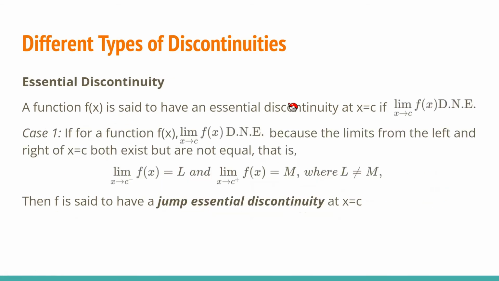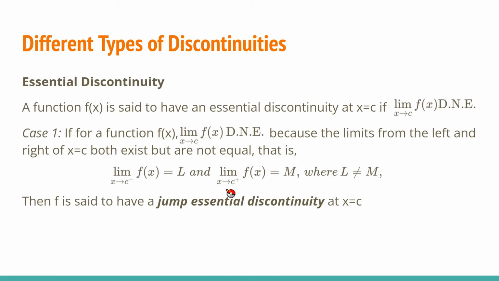Next, essential discontinuity. A function f of x is said to have an essential discontinuity at x equals c if the limit of f of x as x approaches c does not exist. So for the first case, the limit of f of x as x approaches c does not exist because the limits from the left and right of x equals c both exist but are not equal. So the one-sided limits are not equal.